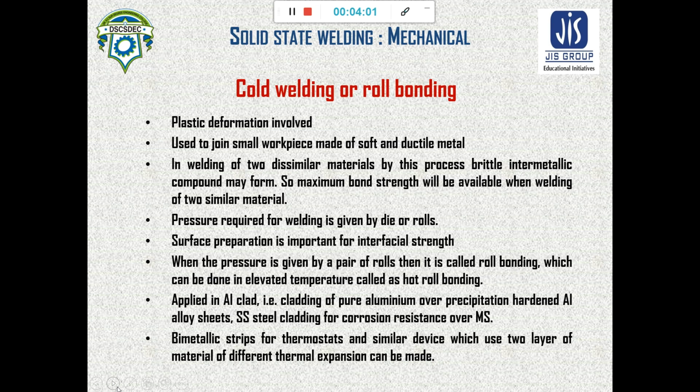Hot roll bonding is applied for cladding, for aluminum cladding, that is cladding of pure aluminum over precipitation hardened aluminum alloy, stainless steel cladding for corrosion resistance over mild steel, and for making bimetallic strip that is used in thermostat or similar devices, which use two layers of material with different thermal expansion coefficient. That can be made by using this roll bonding or cold welding process.